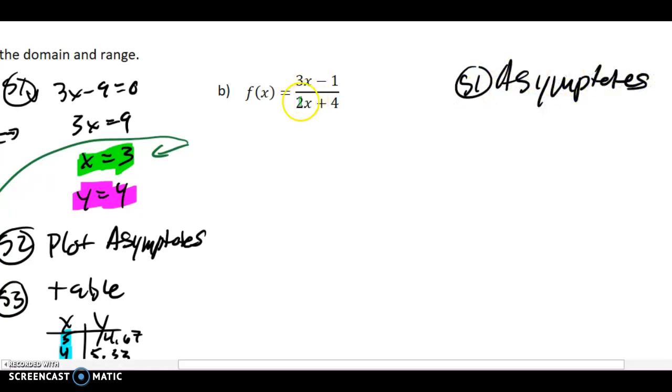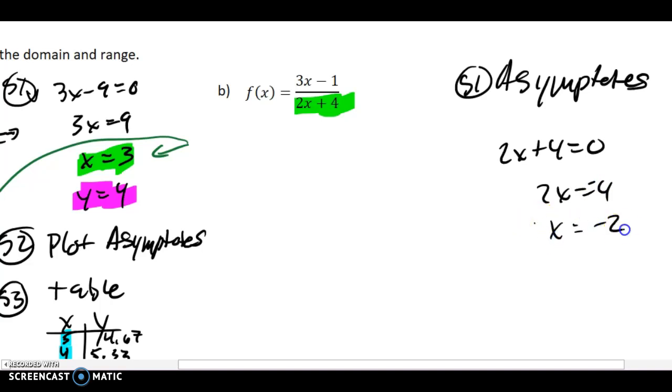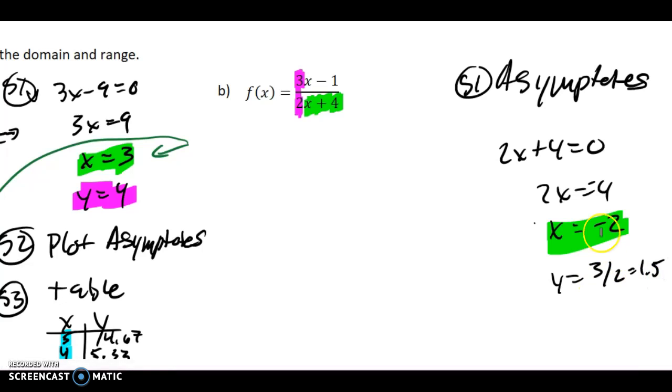Okay, so this is 2x plus 4, so we have 2x plus 4 equals 0. Subtract the 4, so it's negative, and then we're going to divide off the 2. We get negative 2. And then our other asymptote is right here. You can't see that. I apologize. I'm going to just kind of go like that, okay? So it's 2/3, so y is equal to, or sorry, 3/2, or 1.5. And that is our other asymptote.